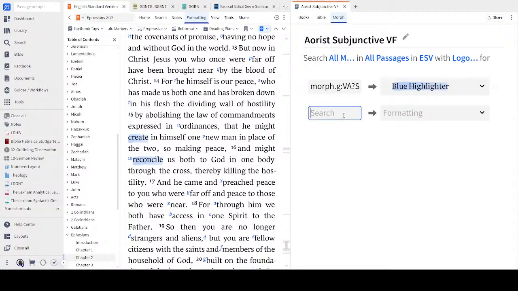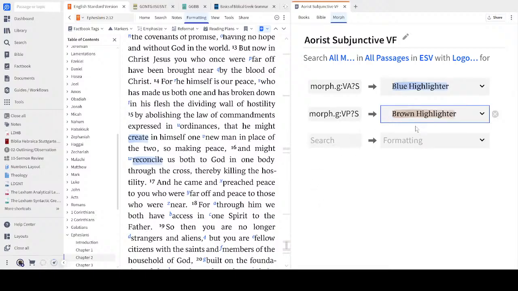So our other one is that we're going to go at verb. I want it to be a subjunctive and present. And we're going to make this into another highlighter, but this time I want to do brown.